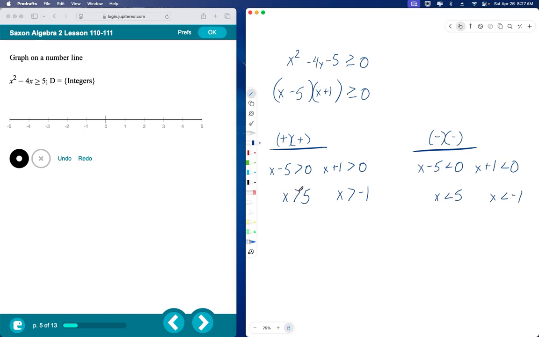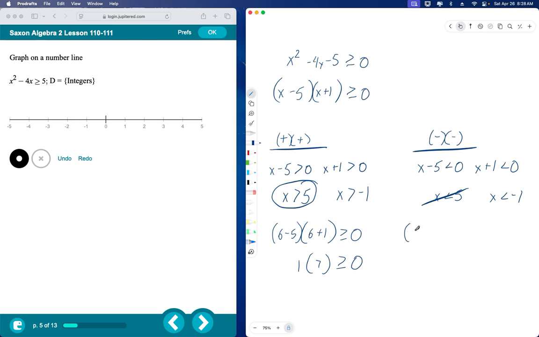So x greater than 5, 6 is greater than 5. So we'll use 6 minus 5, 6 plus 1, greater than or equal to 0. That's 1 times 7. It is greater than 0. So this one is true. This one is false. Okay. Let's do this one.